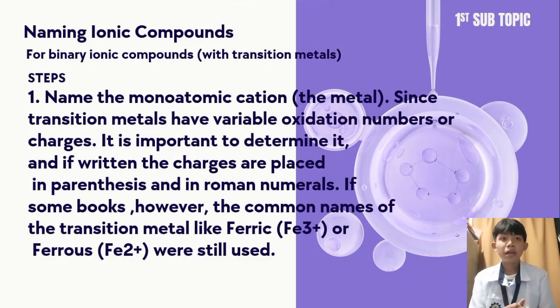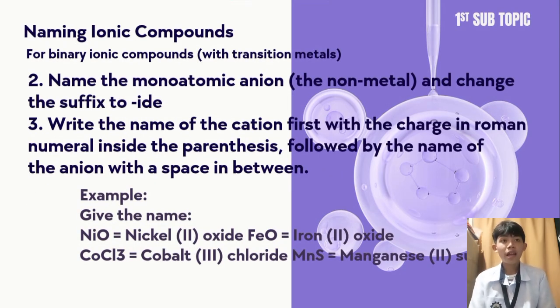Now let us proceed to naming binary ionic compounds, but now with transition metals. The very first step is to name the monoatomic cation or the metal. Since transition metals have variable oxidation numbers or charges, it is important to determine it, and if written, the charges are placed in parentheses in Roman numerals. In some books, however, the common names of the transition metals like ferric or Fe³⁺, or ferrous or Fe²⁺, are still used. The second step is to name the monoatomic anion or the non-metal and change the suffix to -ide.